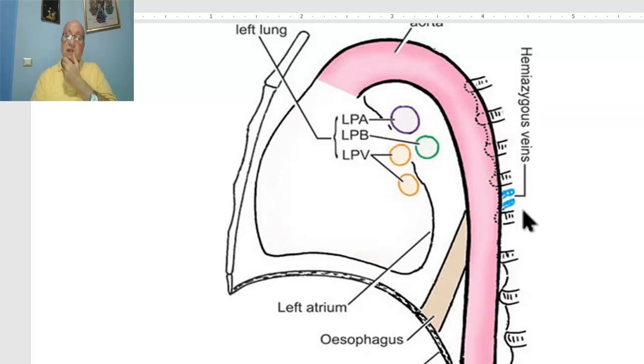The hemiazygous veins lie on the left side, and the terminal parts of the superior and inferior hemiazygous cross from left to right behind the aorta at the level of T8 and T9 vertebrae respectively. The superior hemiazygous crosses at the level of T8 and the inferior hemiazygous crosses at the level of T9 vertebrae.